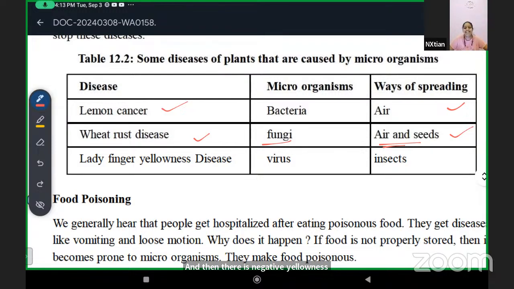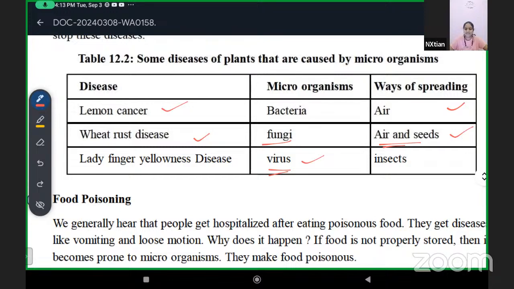Lemon cancer in plants. Okay. So, ladyfinger yellowness disease is caused by a virus. And I've seen a ladyfinger yellowness disease. Okay, how does it look to you?